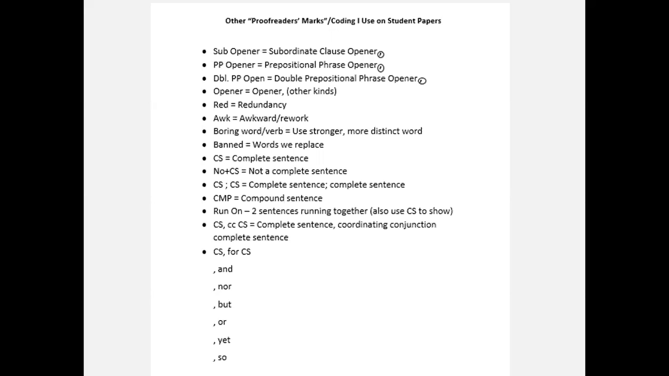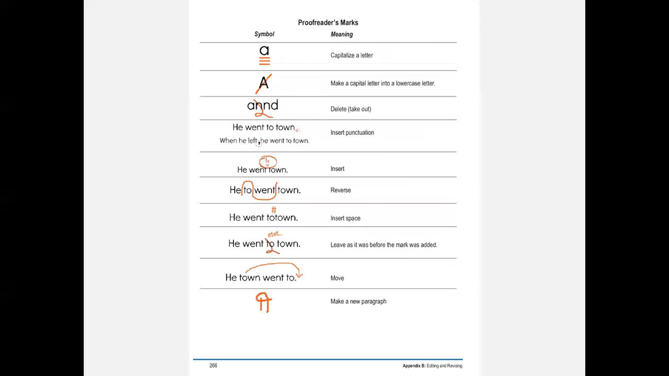I need to come up with something clever for that because, you know, other proofreaders marks and coding I use on student papers is not really very language arts lady of me, is it? Now, when you consider all of the alliterations that I have, checklist challenge, definition dissection, you know, just, oh my word, so many clever things.